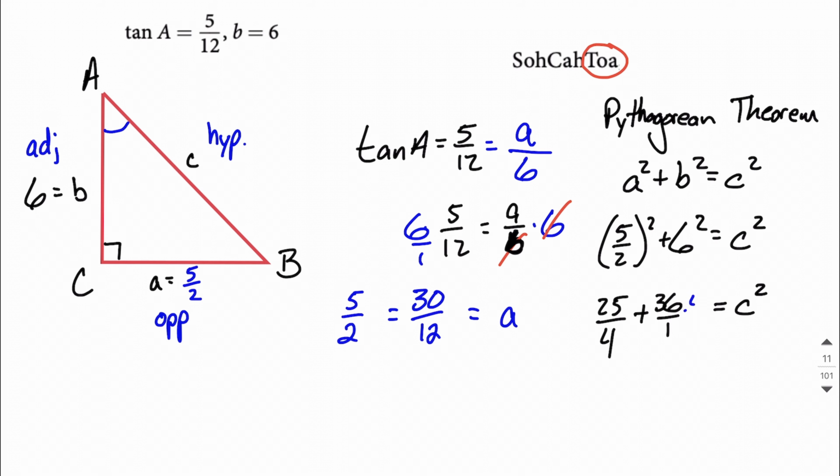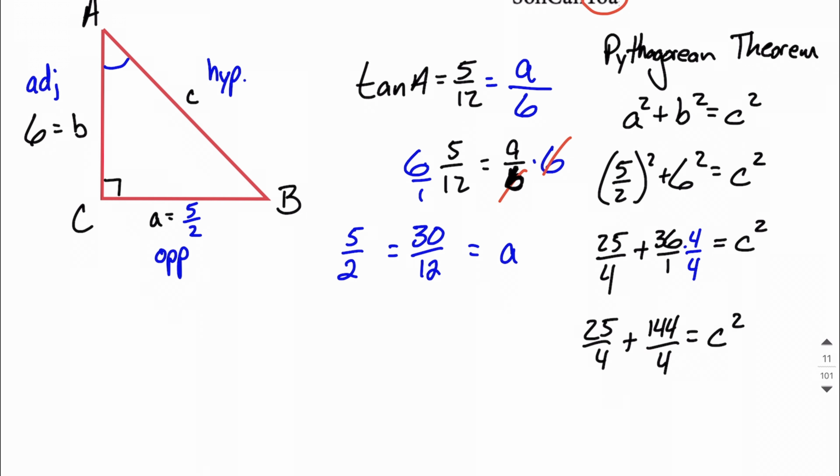So I'm going to suggest we multiply by 4 over 4 here. That way our denominator for both these fractions is going to be a 4. Then we have 25 fourths plus 36 times 4 makes 144 over 4, right? 1 times 4 makes 4. So I'll have our c squared on the right-hand side. Let's combine these together, keeping that common denominator of 4. 25 plus 144 makes 169 in our numerator, all over 4 equals c squared.